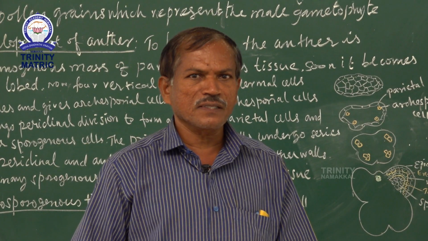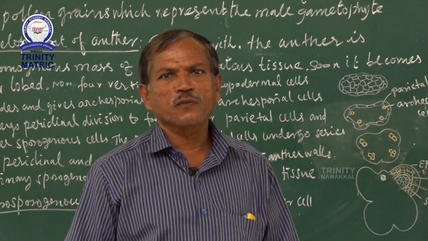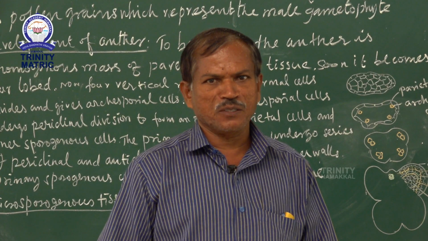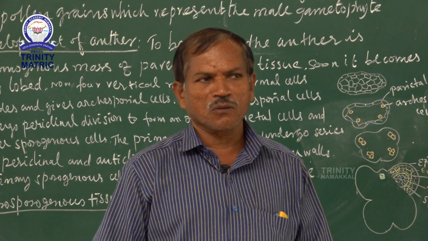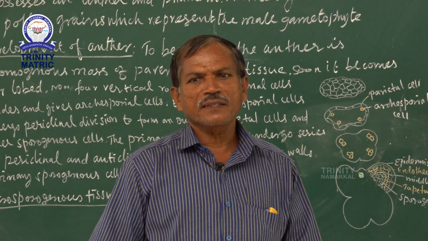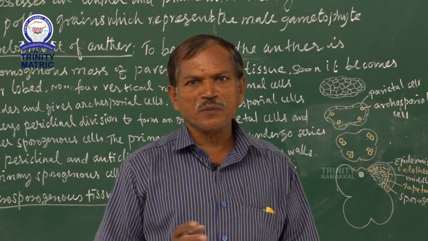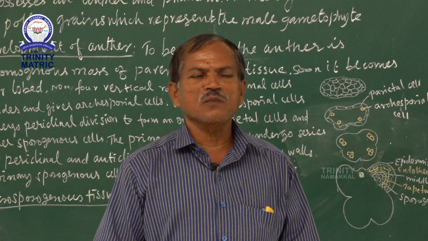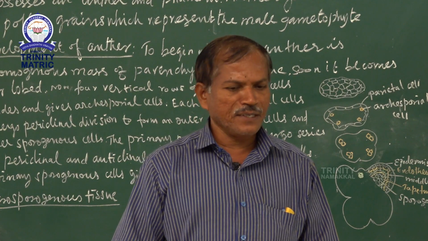Last class we saw the parts of the flower. Name the parts of the flower. There are four whorls of the flower: calyx, corolla, androecium and gynoecium. You already know from 10th standard what a calyx, corolla, androecium and gynoecium are. Now we will see the essential parts of the flower. The androecium and gynoecium are called essential parts of the flower because they play a direct role in reproduction.